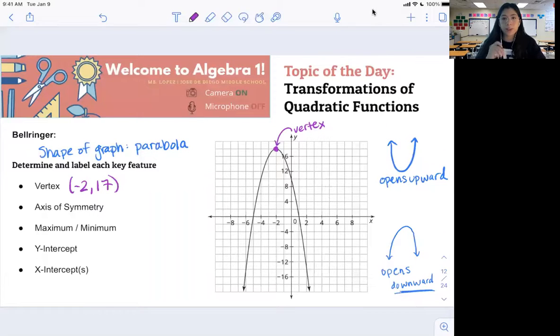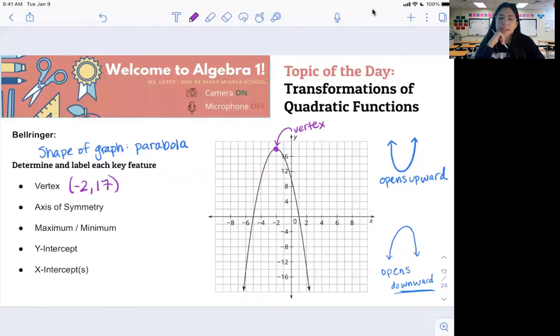If you think of this kind of like a roller coaster or a hill, right? The function is going up, up, up, and then down. So it goes up, it hits the vertex, and then it comes down. So that's what the vertex is. It's the place where the function kind of turns, goes in a different direction.